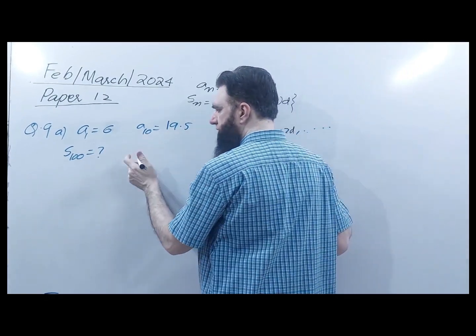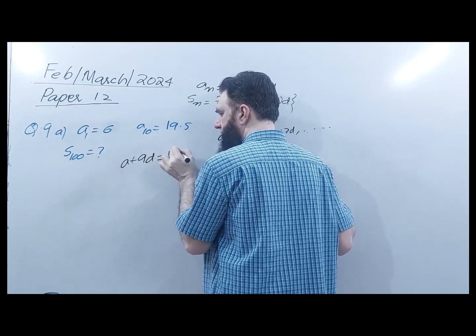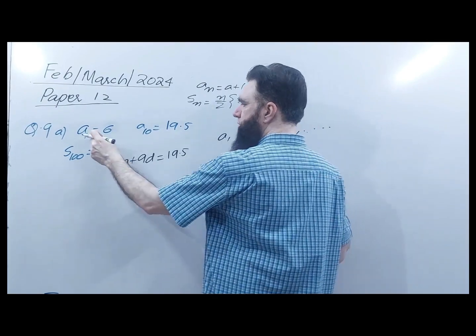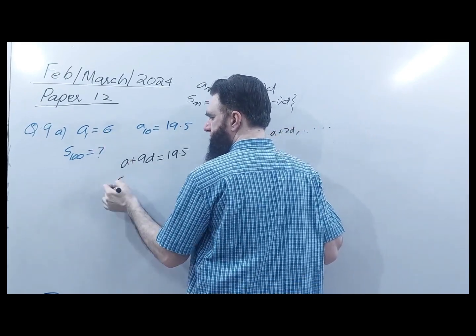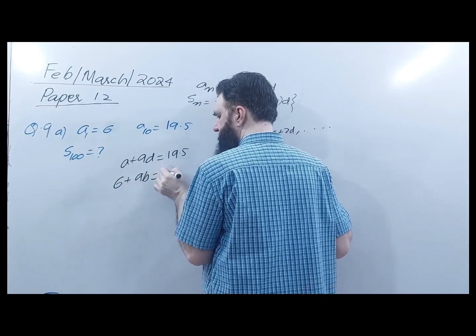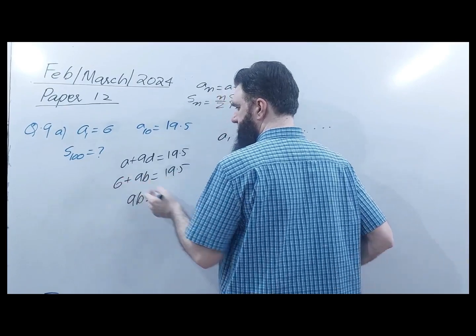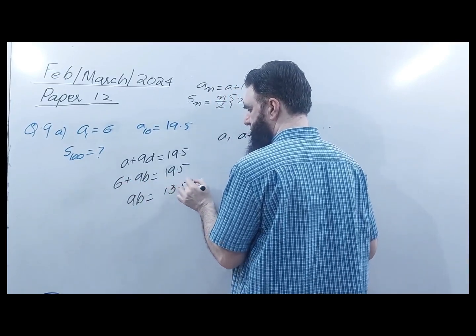Second term, the coefficient of d is 1. So this is the 10th term, so the coefficient of d will be 9. So a plus 9d is 19.5. You know, a is the first term. a is 6. So 9d equals 19.5 minus 6, which is 13.5.